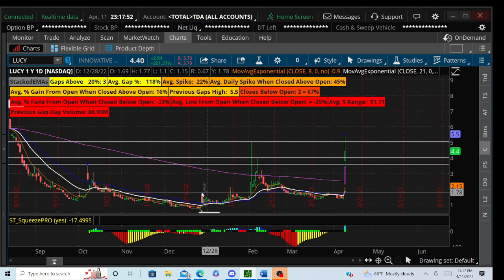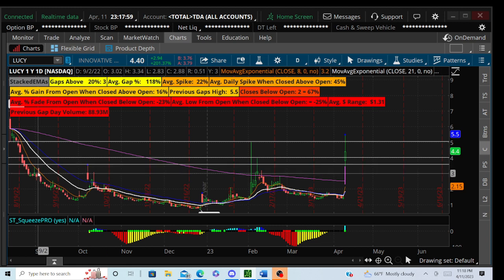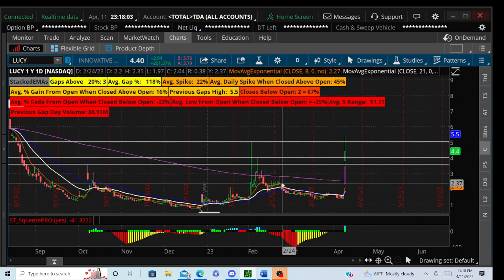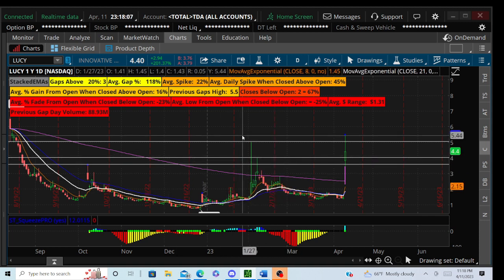Maybe it has a tiny little pop in all red. They don't spike at the open. Spike at the open. Spike at the open. So you look at this, you see all these spikes, you know you don't have to take the entry in the pre-market. That's all there is to it.